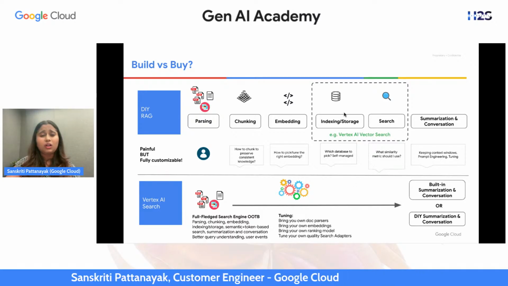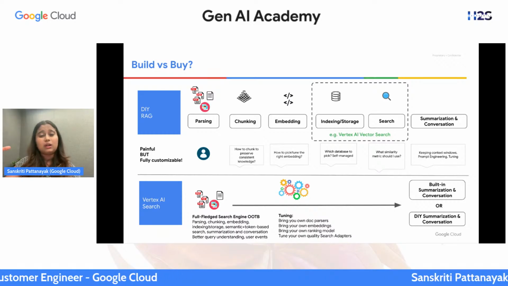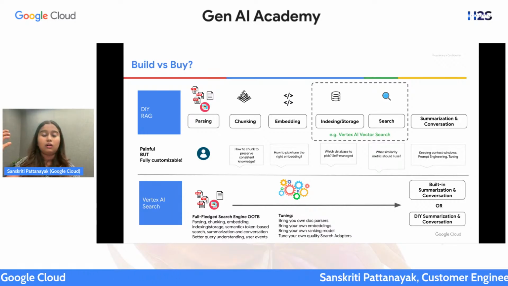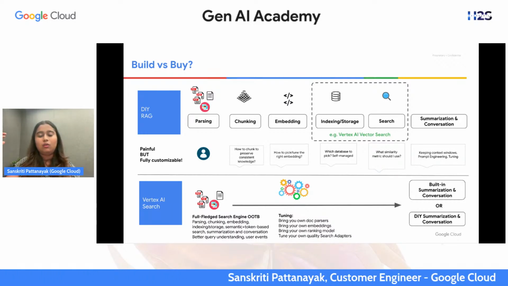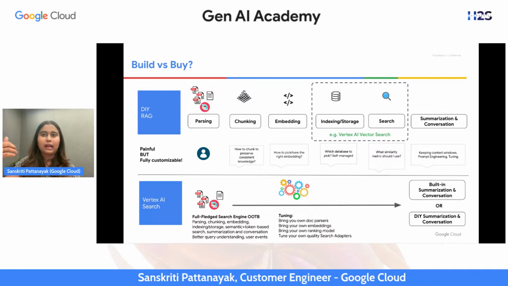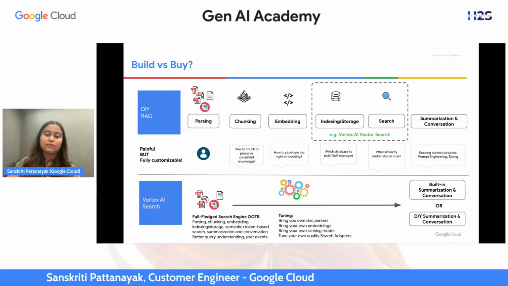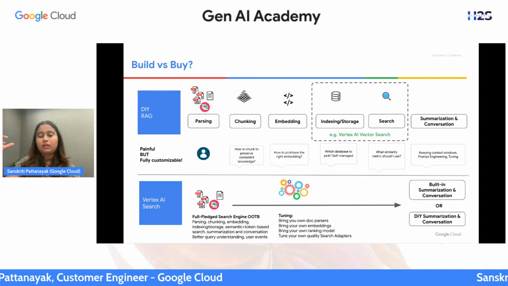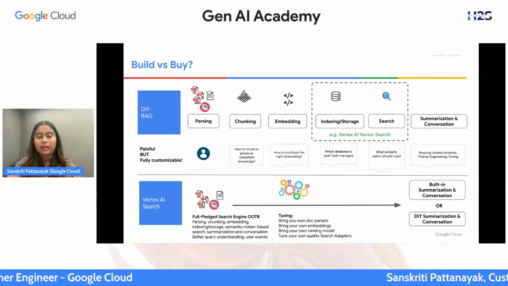When I'm also deciding what my vector DB will be, I need to understand what database to pick. Is it self-managed? What sort of similarity metric should I use, L2 distance, cosine similarity? So it becomes a bit difficult for me to understand what I should actually use.